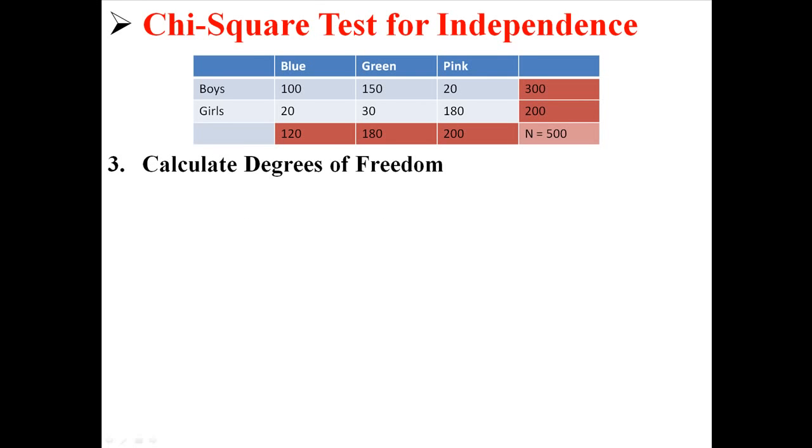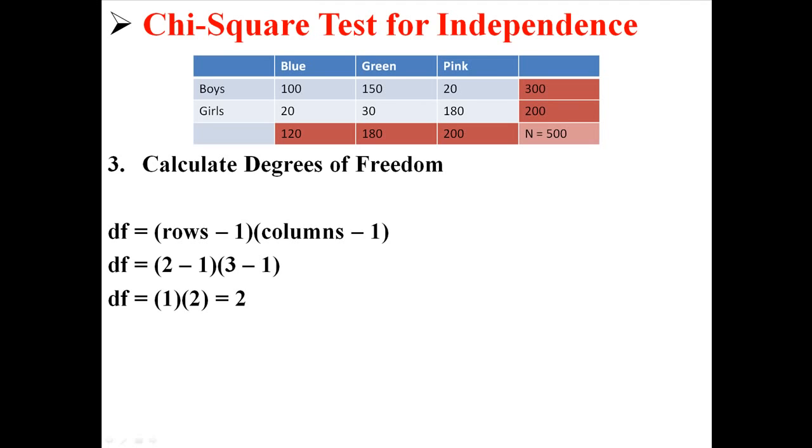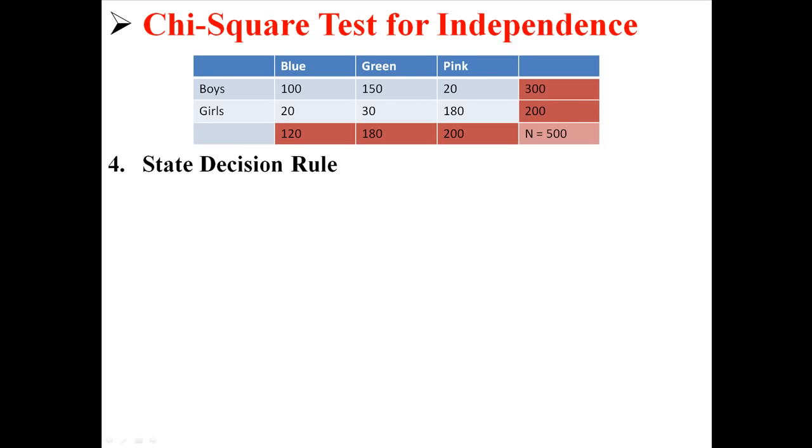Now, calculating degrees of freedom, we're going to take rows minus 1 times columns minus 1. Now, we have 2 rows and 3 columns, so it's 3 minus 1 times 2 minus 1, or 2 times 1, which is 2. This analysis will use 2 degrees of freedom. And that's how we'll find our decision rule.